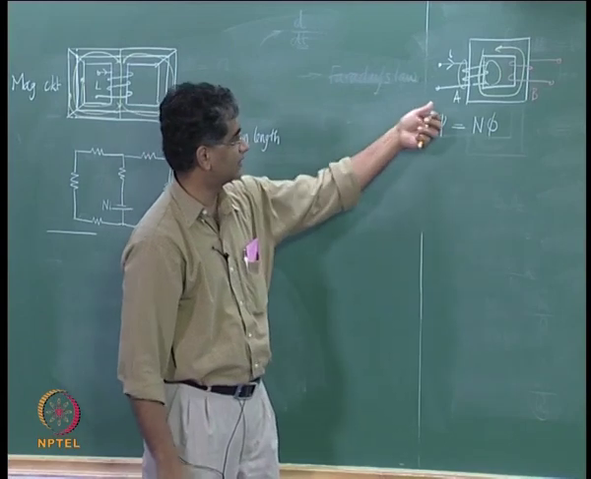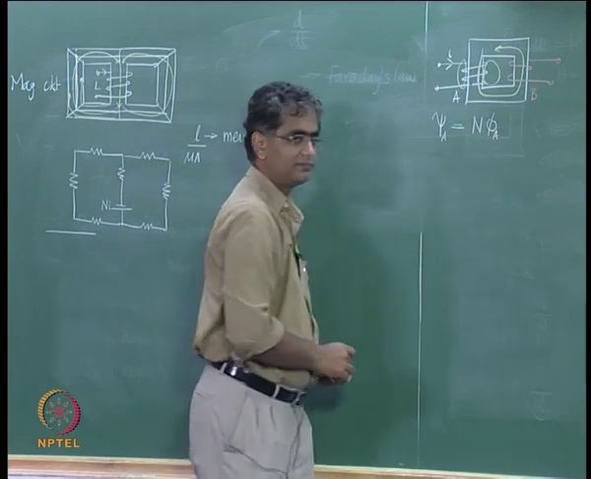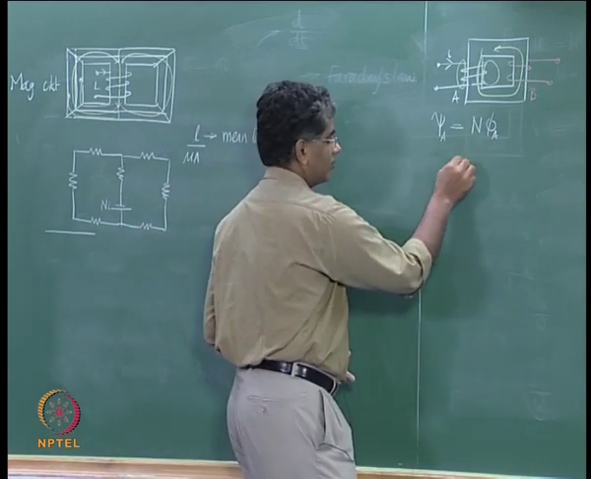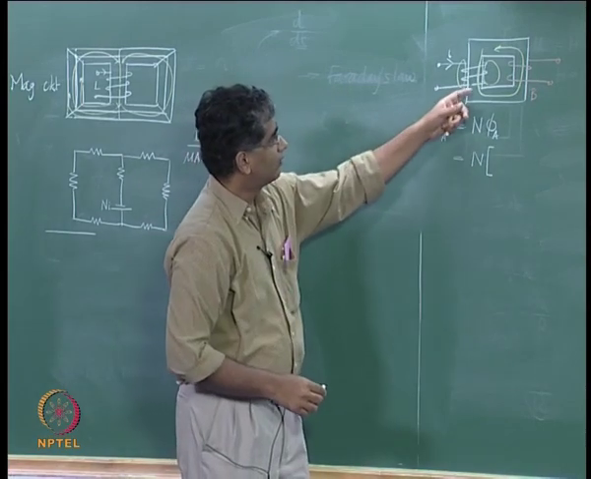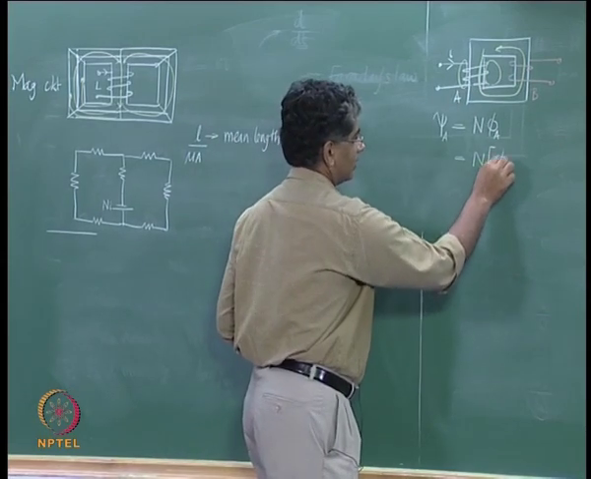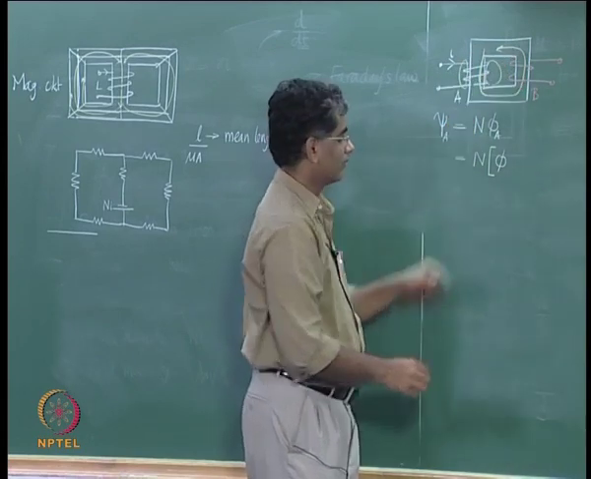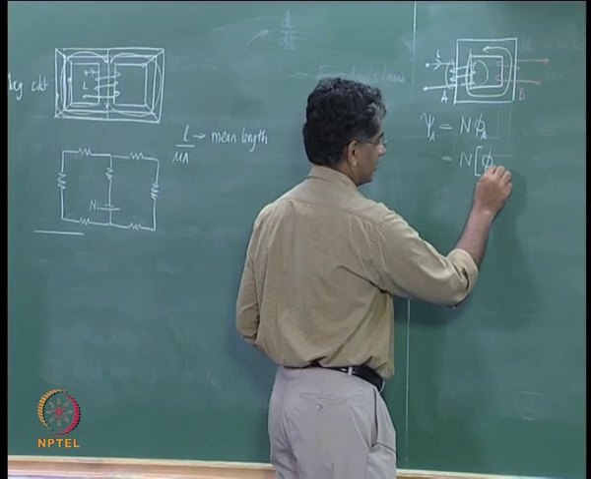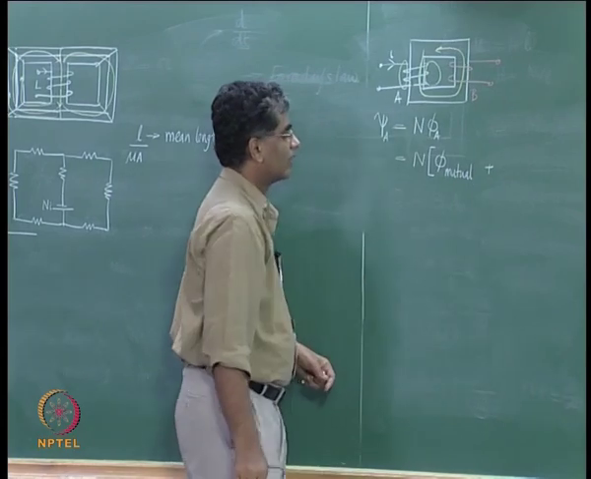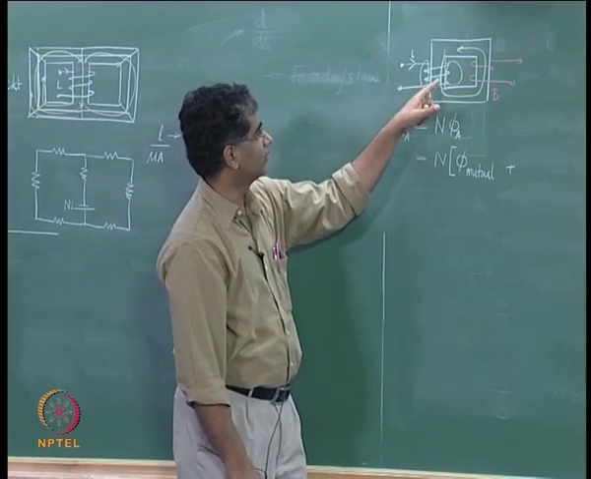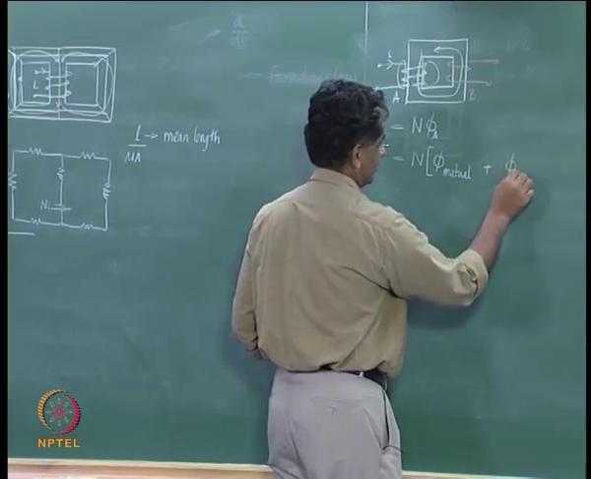So when you talk of flux linkages of A, it is N into phi A, but now this phi A can be thought of as N into flux that is linking both A and B, which goes through the iron. I will call that therefore as mutual flux, and flux that is not linking A and B, which links only A alone, I will call that as leakage flux.